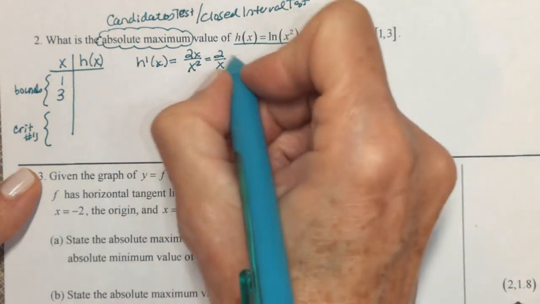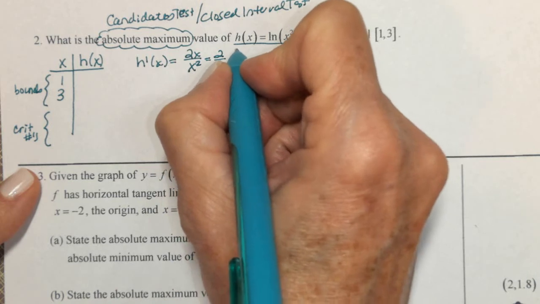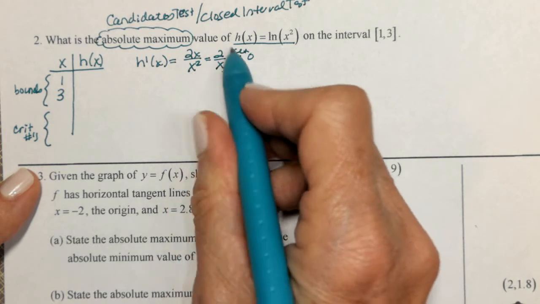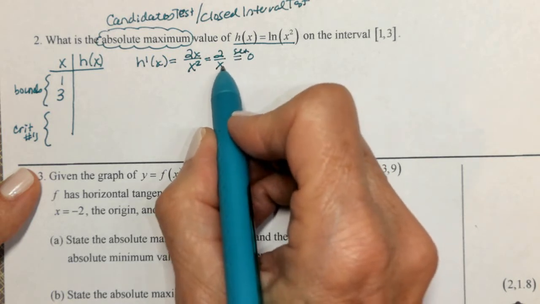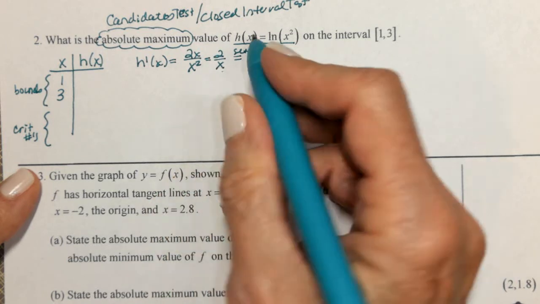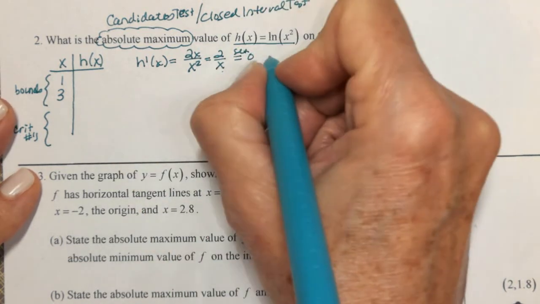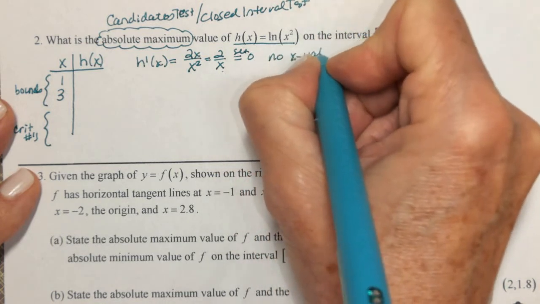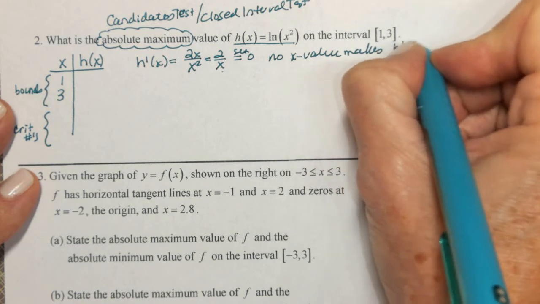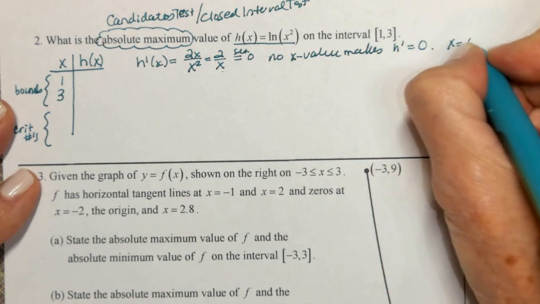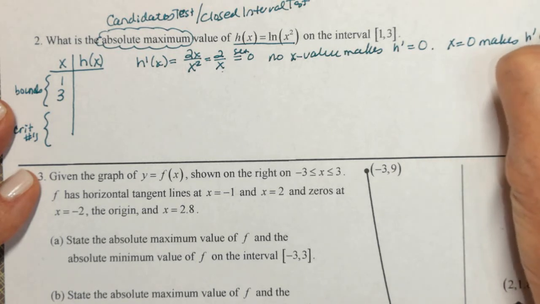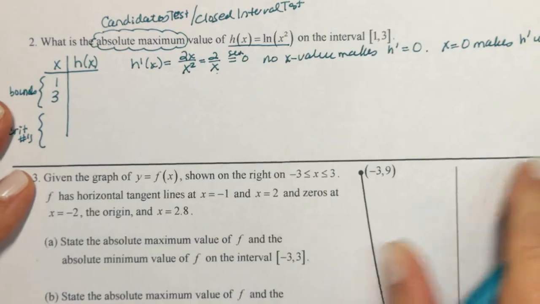Okay. When we set this equal to 0, no value of x makes this 0, but x equals 0 makes this function undefined, right? So I'll say that no x value makes h prime 0, x equals 0 makes h prime undefined. Okay?